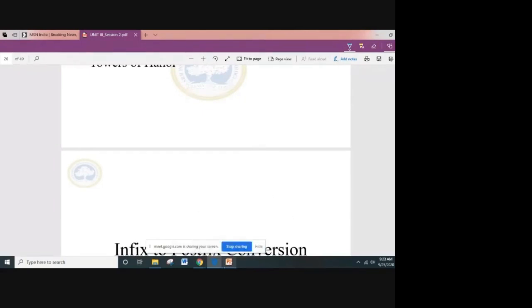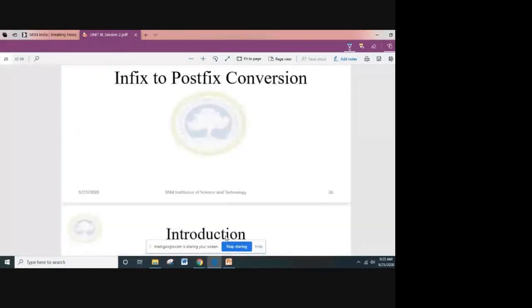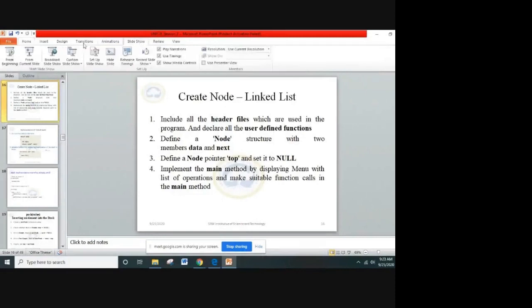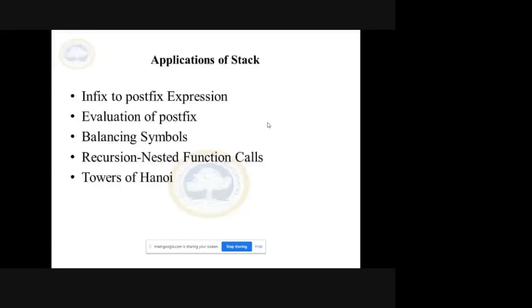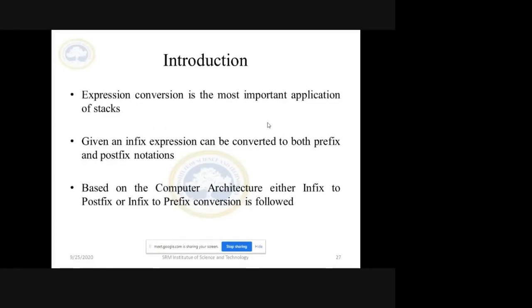I think if I show a slideshow, it will be easy. So, infix to postfix conversion.